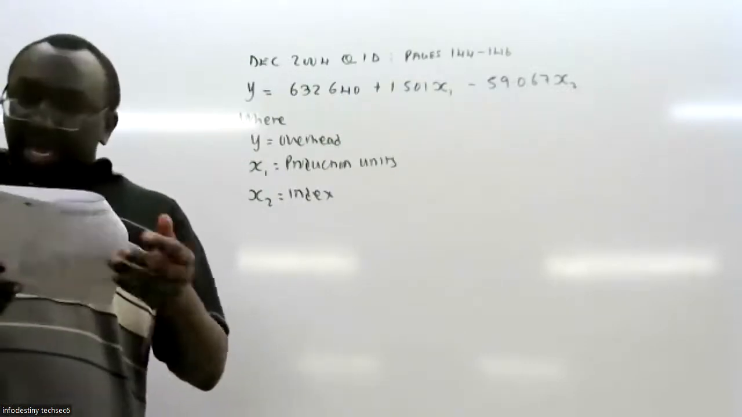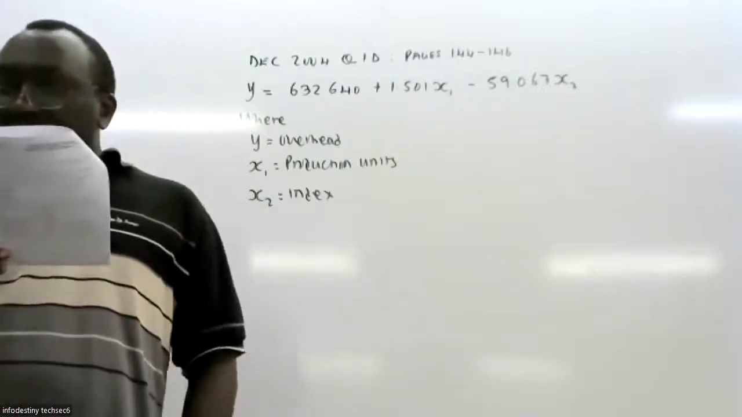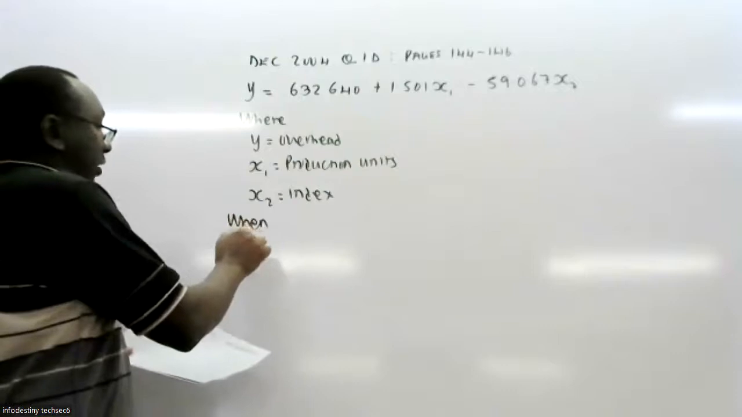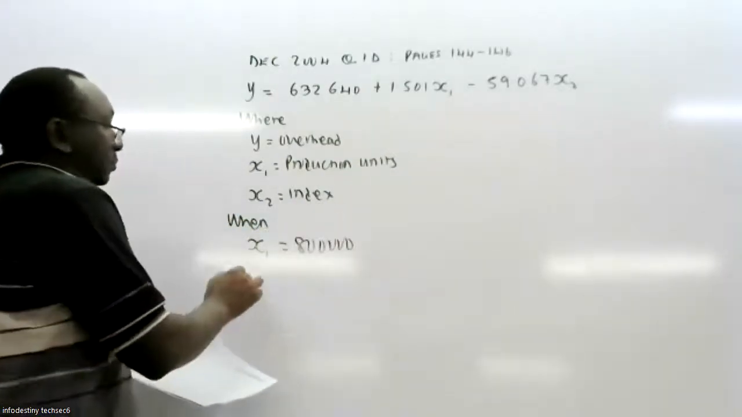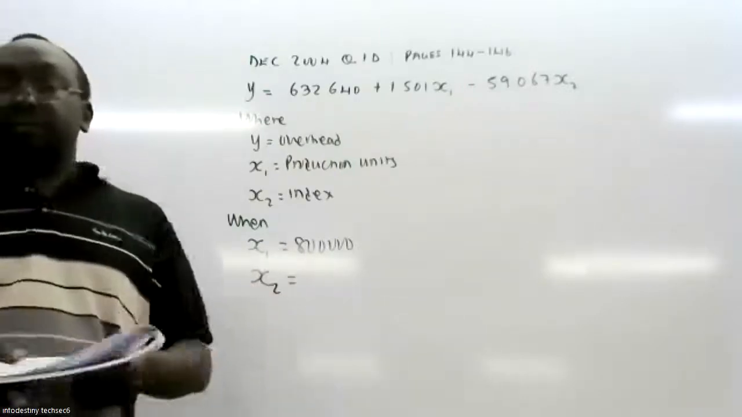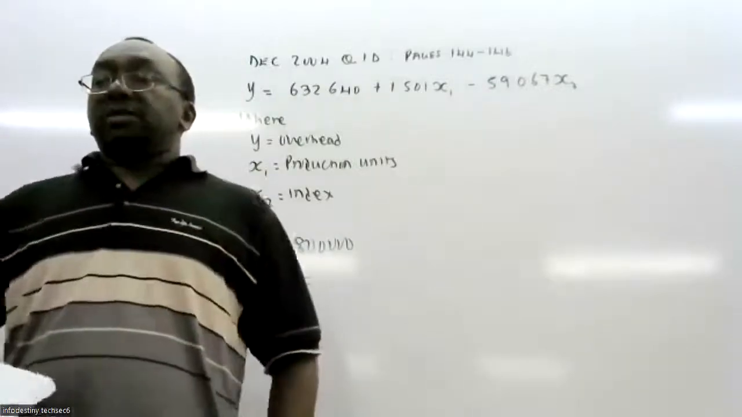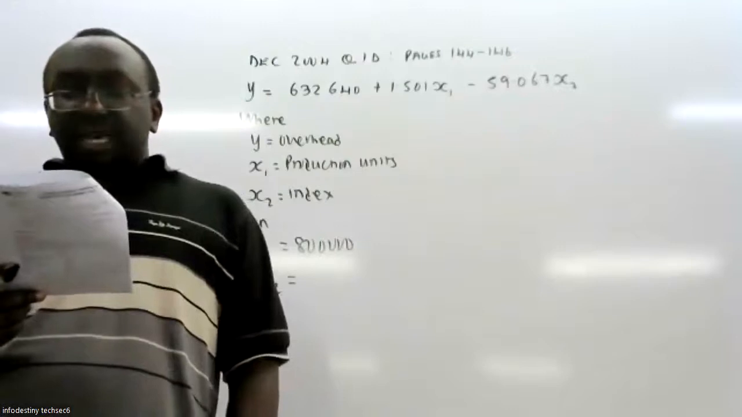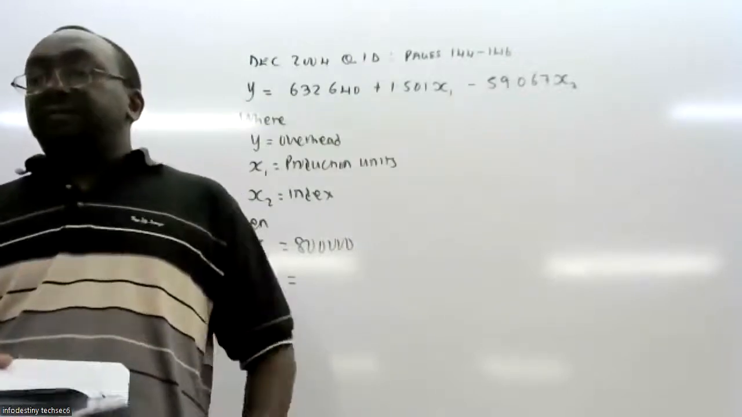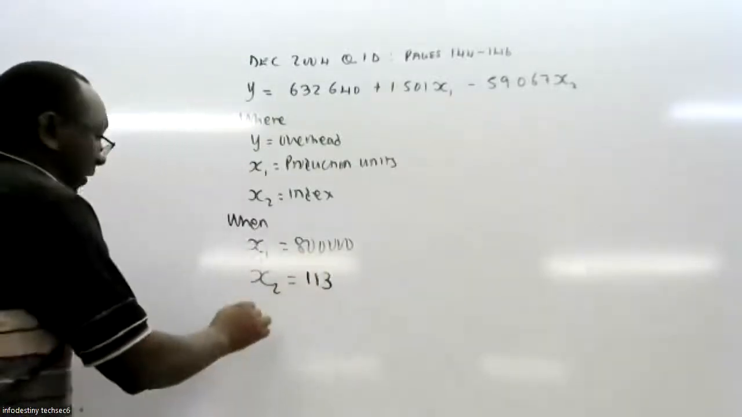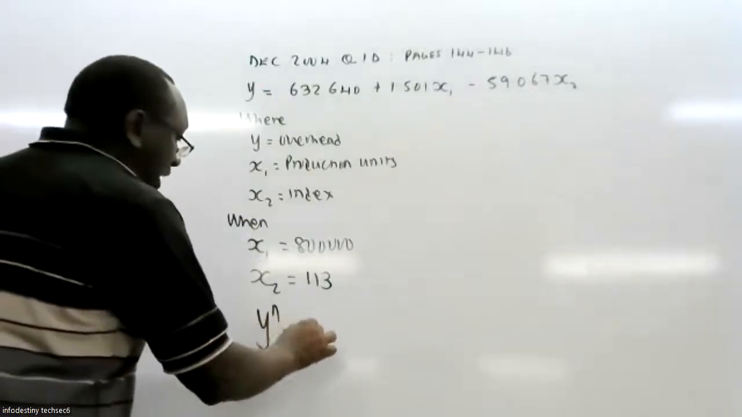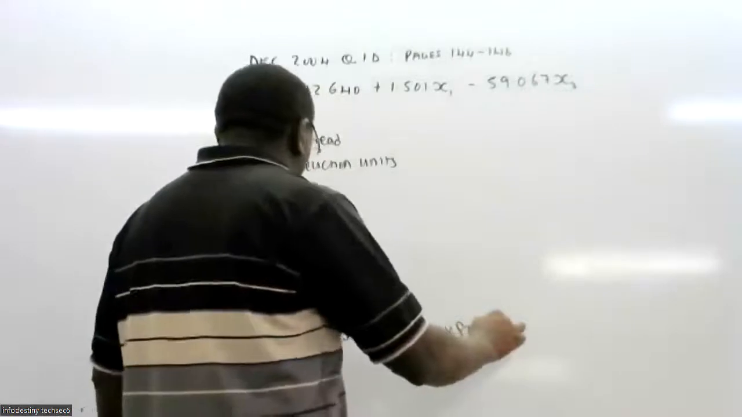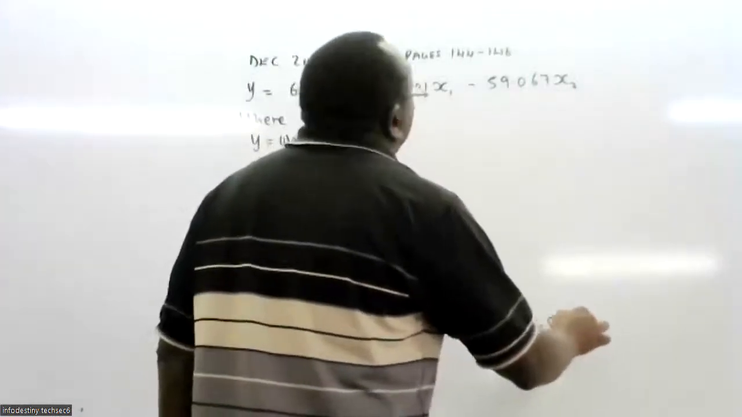So now, according to the question part D, it says use the multiple regression results to prepare an estimated cost for 800,000 units in the coming period. So when X1 is 800,000, X2 is equal to, you go to information number 2. Information number 2 says, for cost estimation purpose, it is estimated that the coming period's value index will be the same as that of the last period, which is 113. So we are going to use 113. So Y predicted will then be 632,640 plus 1.501 times 800,000 minus 113 times 59.067.